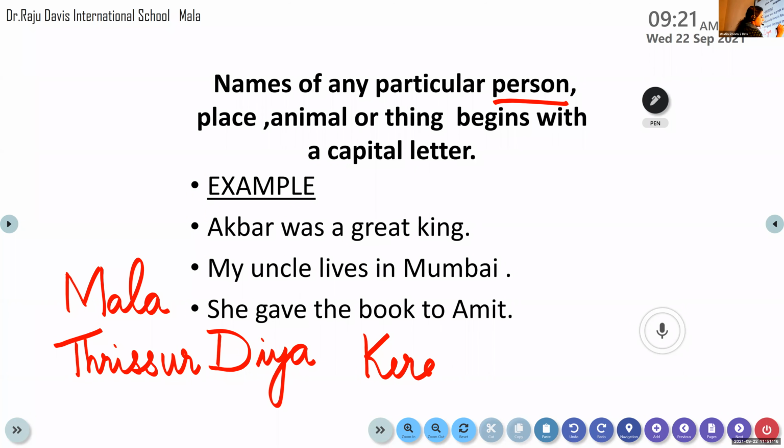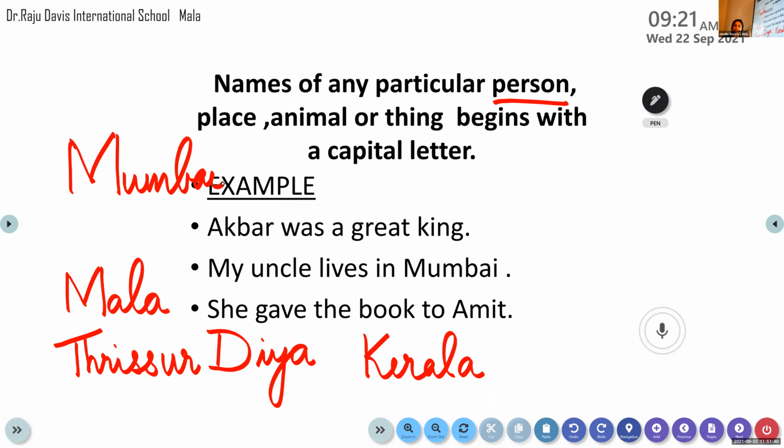Is that clear to all of you, my dear children? And similarly, Mumbai, M should be written in capital letter. So whenever you write the names of places and names of person, remember you have to use capital letters when you write the special names of person and places. Is that clear to all of you? And even the special names of animals and things.